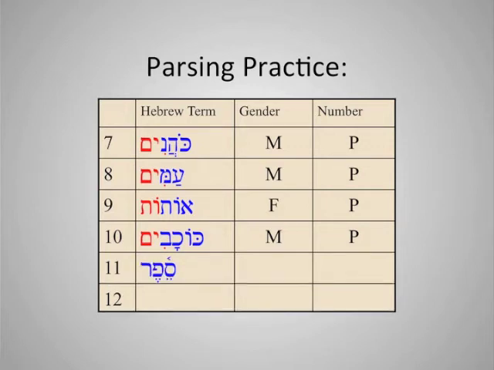Sefer. Sefer is our noun on number 11. Note, sefer does not have any kind of ending, no ending at all. Thus, according to our basic rule at this point, that makes it a masculine singular noun.